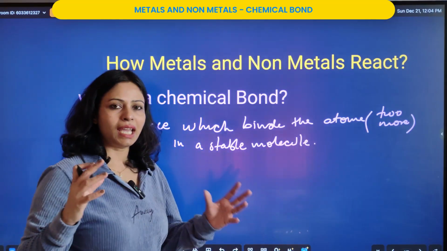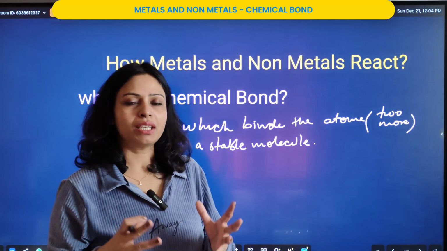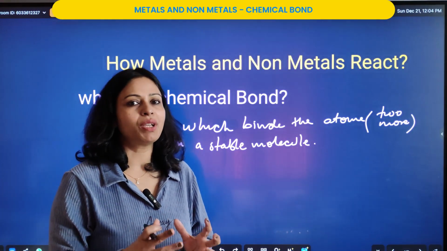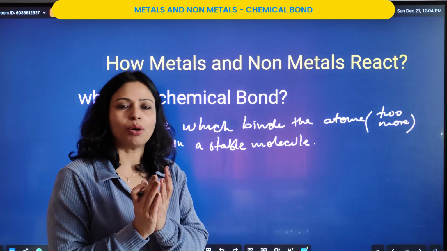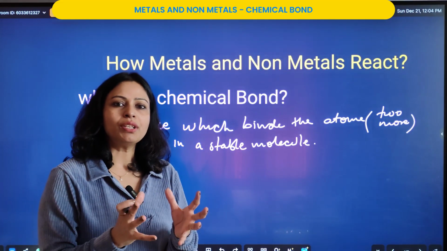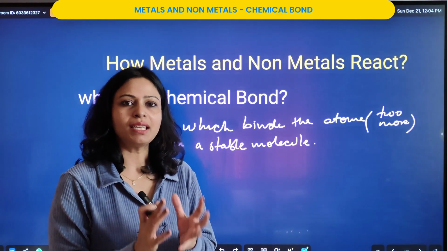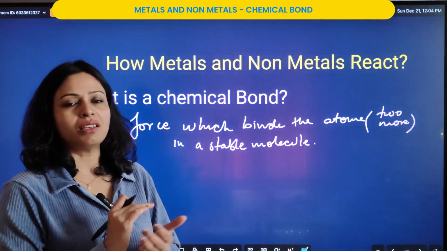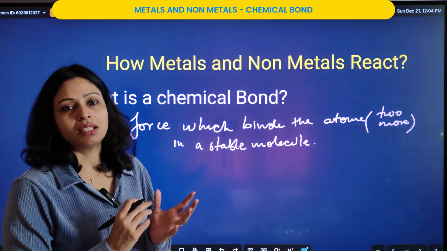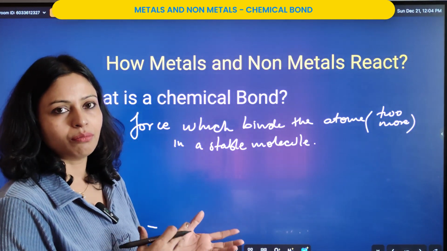When 2 atoms combine, 3 atoms combine, 4 atoms combine, they have to combine in such a way that they become stable. When atoms combine to form molecules, the molecule has to be in a stable state. That is the main purpose of forming a chemical bond in a molecule.